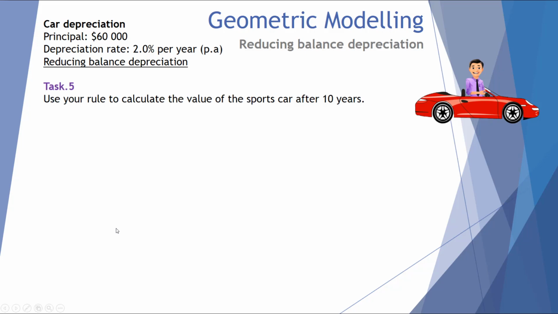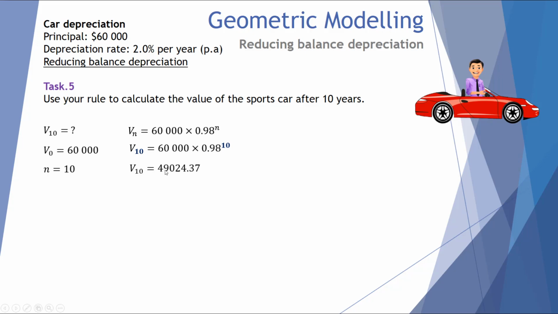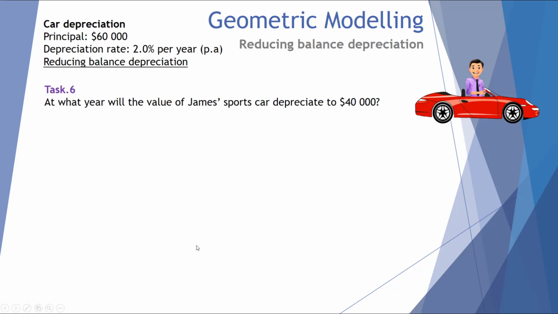Let's now use this rule to calculate the value of the sports car after 10 years. The value, V10, after 10 years is question mark. V0, the initial value, is $60,000, and n equals 10 for 10 years. Here's our equation that we just determined. So the value after 10 years would be 60,000 times a growth rate of 0.98 raised to the power of 10. Doing that, we find the value of the vehicle after 10 years is $49,024.37.